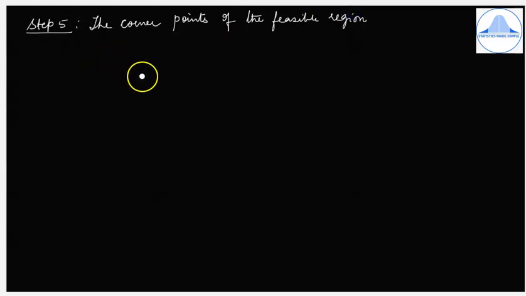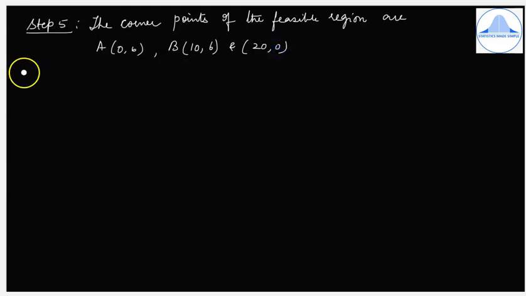So now we continue with step 5, the corner points of the feasible region are, so if you recollect, we got a quadrilateral or a trapezium kind of common feasible region, which we marked as A, B, and C. So the corner points of the feasible region are, you have A as 0, 6, then B is 10, 6, and C is 20, 0.